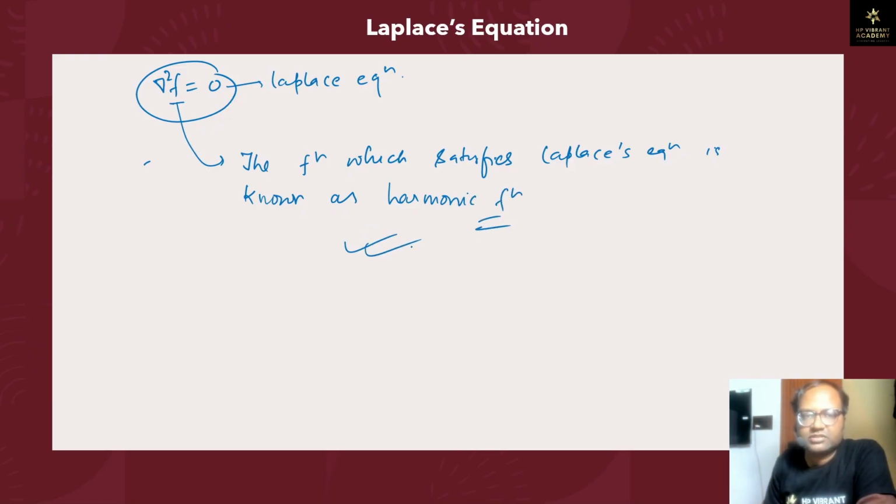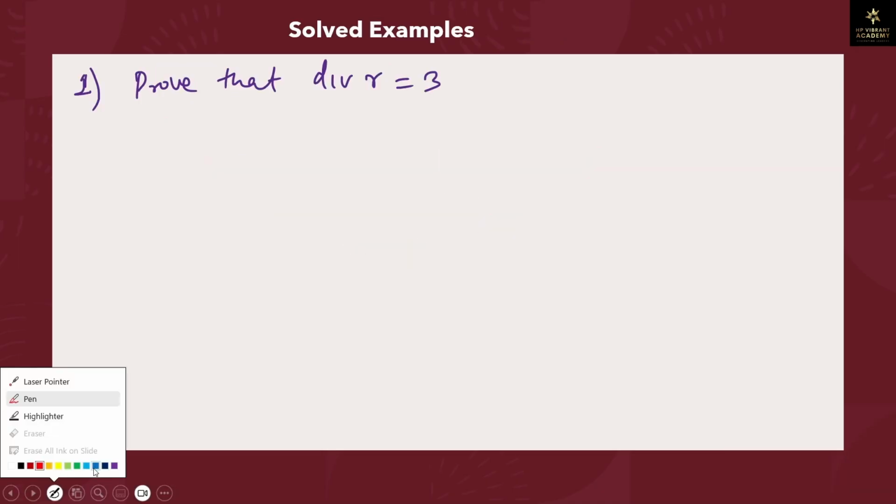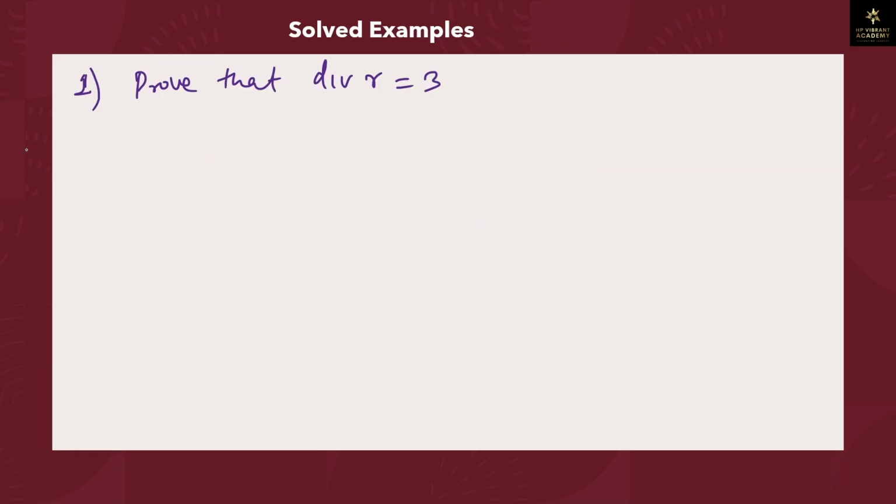Okay, so let us start discussing problems on this. So let us discuss question number 1, how we can solve this. So we have the divergence of R. We have to prove that the divergence of R is equal to 3. Okay, so let us consider the R vector as x i cap plus y j cap plus z k cap. Okay, so we have the divergence of R vector as del dot R.